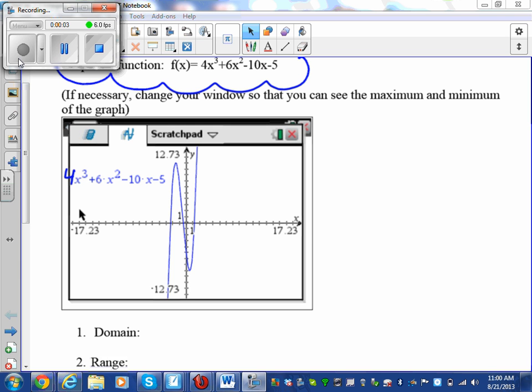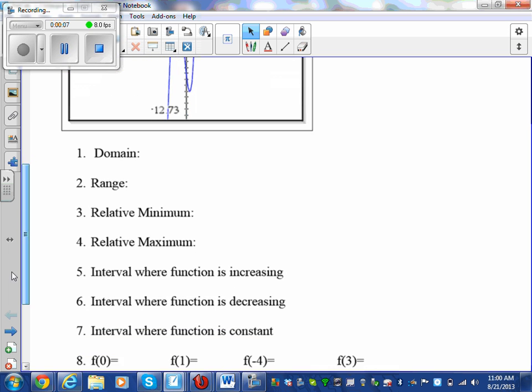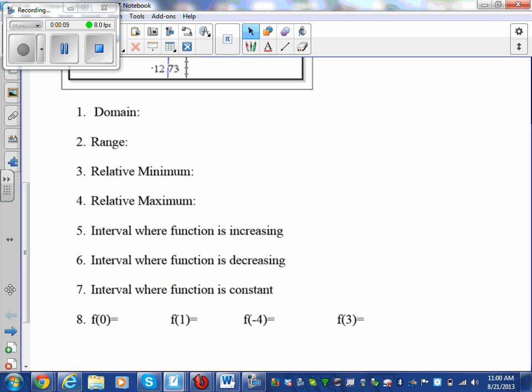For this worksheet, you're asked to find a few different things: domain, range, relative minimum, relative maximum, the intervals where the function is increasing, decreasing, or constant, and then evaluating the function for 4 different x values. So what I wanted to go over real quick with you is the relative minimum and maximum and how to find that in your calculator.